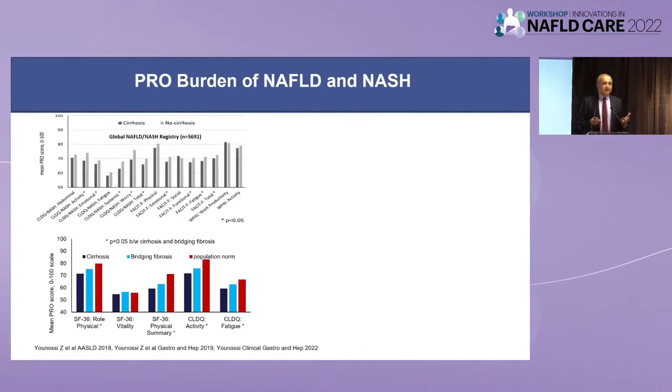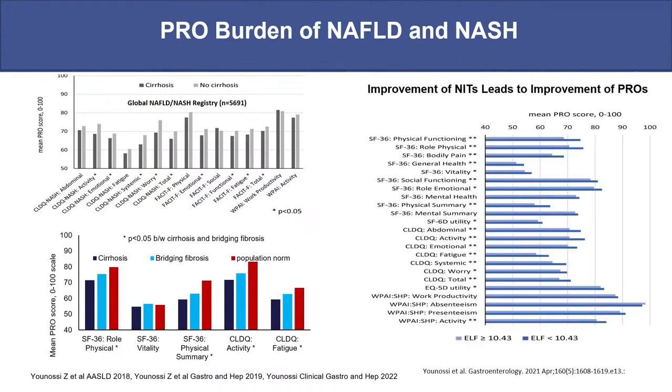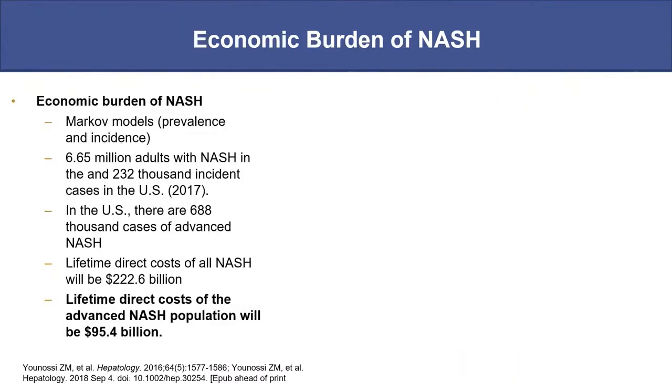I can't finish a talk without giving you data on PROs. This is quality of life data that we have published, two studies. The more advanced liver disease you have, the more impairment of quality of life, usually when you use a questionnaire like CLDQ-NASH, which is what I use. And when you look at improvement, by non-invasive tests, ELF and FIB-4, you will have improvement of PROs. This has now been shown on multiple occasions.